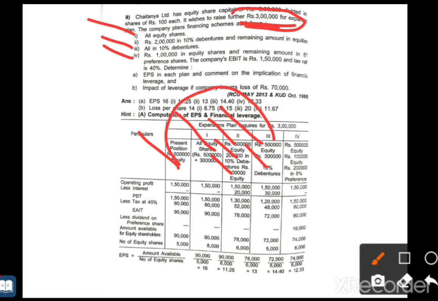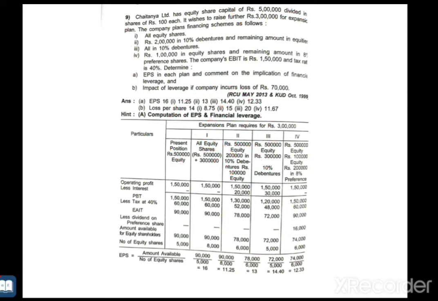Plan 4: 1 lakh is equity shares. So first we take the old equity capital 5 lakh rupees plus 1 lakh rupees equity share, and the remaining amount is preference shares. So in 3 lakh, 1 lakh is equity and the remaining 2 lakh rupees is 8% preference shares. So now we are clear on the problem.